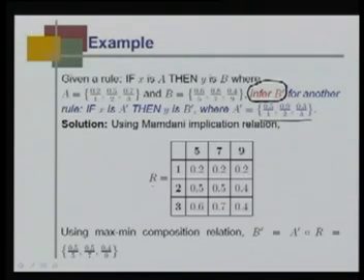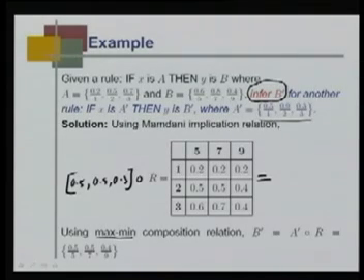Once we compute the relational matrix, then we use max-min composition relation to find out what is B dash, which is A dash, which is 0.5, 0.9, 0.3, composition R, and you can compute. So, this is my R. So, what I will do? This is my R, and I have to find out my matrix. This is 0.5, 0.9 and 0.3. Okay. So, this composition R is, you can easily see, I take this row vector and put it along the column matrix.